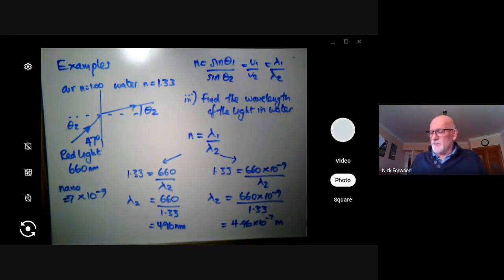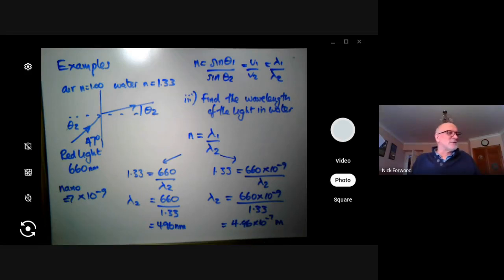You need to remember all these prefixes: milli times 10 to the negative 3, micro times 10 to the negative 6, nano times 10 to the negative 9, and pico times 10 to the negative 12. You need to remember those because they're not going to be written down anywhere for you. And that is just 496 nanometers, or 496 times 10 to the negative 9.